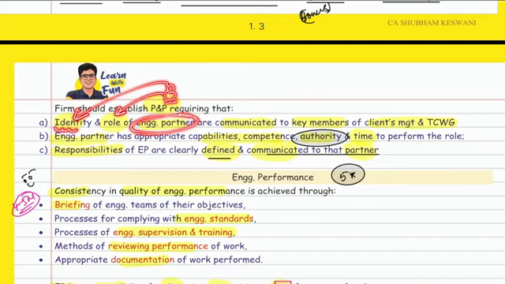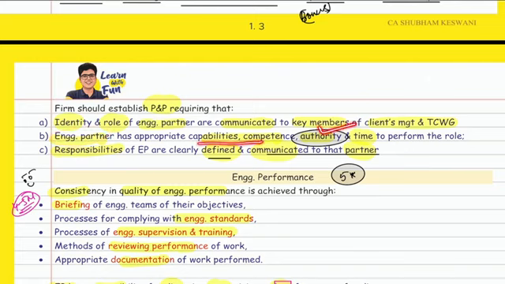Focus here. His identity, his role should be communicated to the client's management and TCWG. So whoever is the engagement partner, that should be known to the management and TCWG. Plus, the engagement partner should be very powerful. He should be competent, capable. He should have the authority and time to perform the role. Not only the authority, his responsibility should also be defined and communicated to him. So these are the basic points that you need to consider.